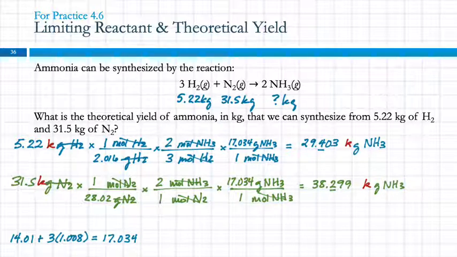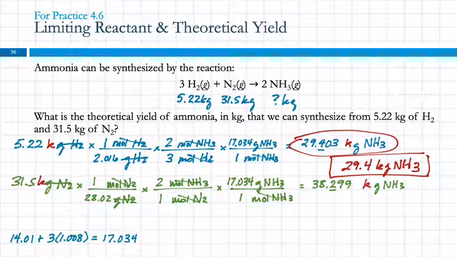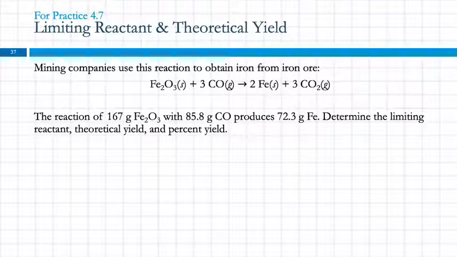Okay, so what's my theoretical yield? 29 or 38? 29. It's the smaller, right? This is the smaller one. That's the theoretical yield. I'm going to go ahead and round that and give my answer as 29.4 kilograms of ammonia. Now, they didn't ask this, but what's the limiting reactant? Hydrogen. Whichever gives you this smaller number, go back here, and that's your limiting reactant. That's what you run out of. Any questions? 29.4 kilograms.